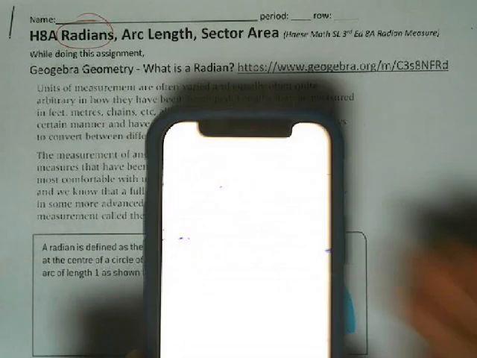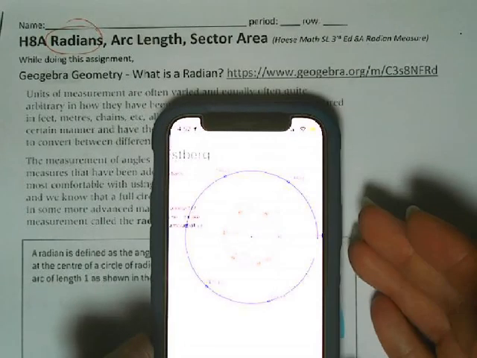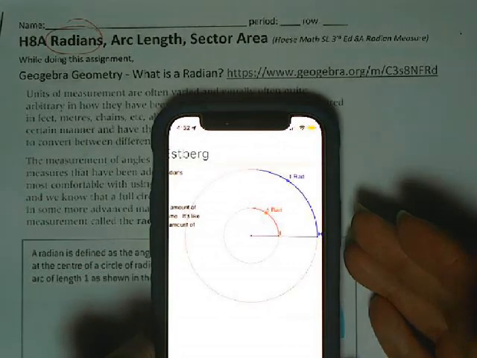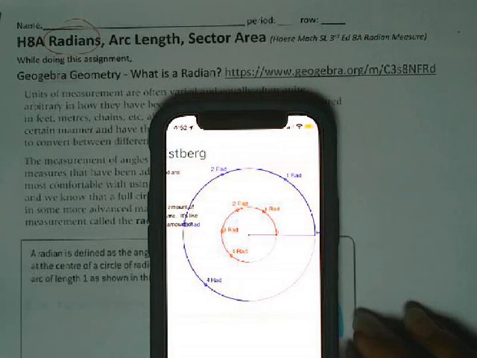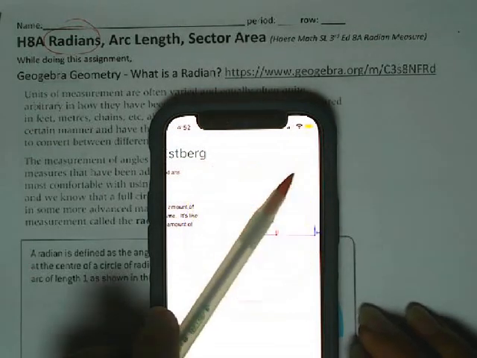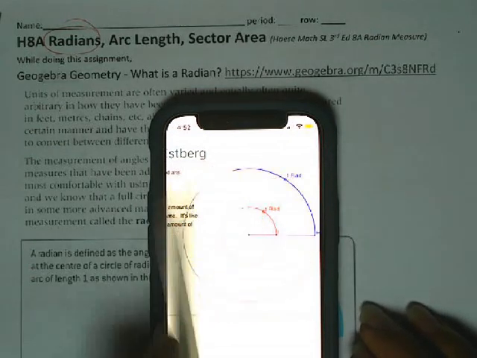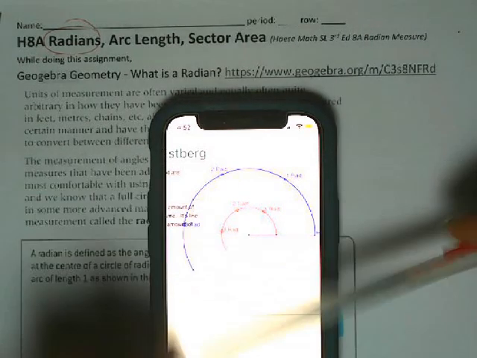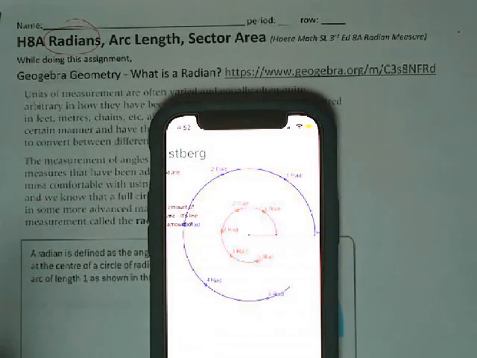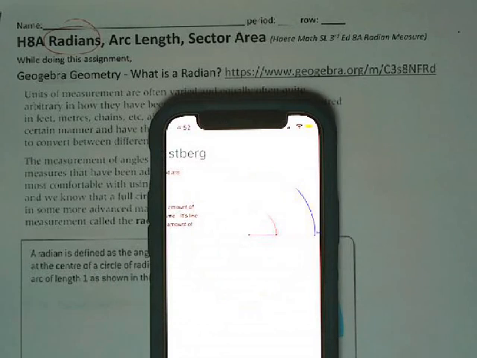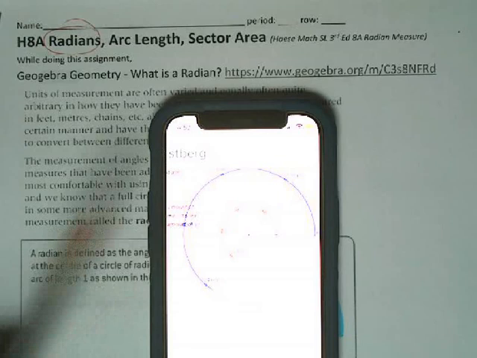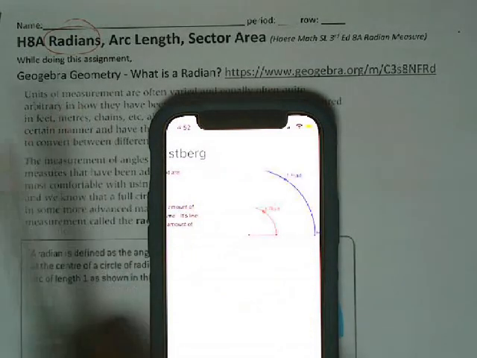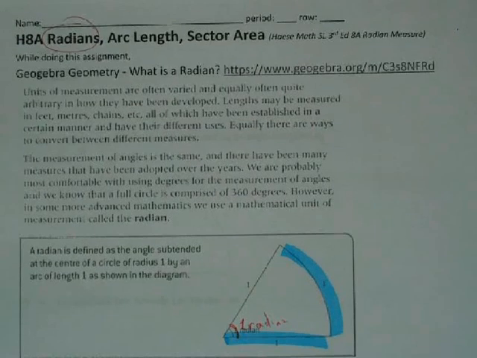If you look at this diagram here, it doesn't matter how big your circle is. When it gets this far, you're at 1 radian. That far, you're at 2, 3, 4. It doesn't matter how big your circle is to get 1 radian. 3 radians is about there, 6 radians is about there.